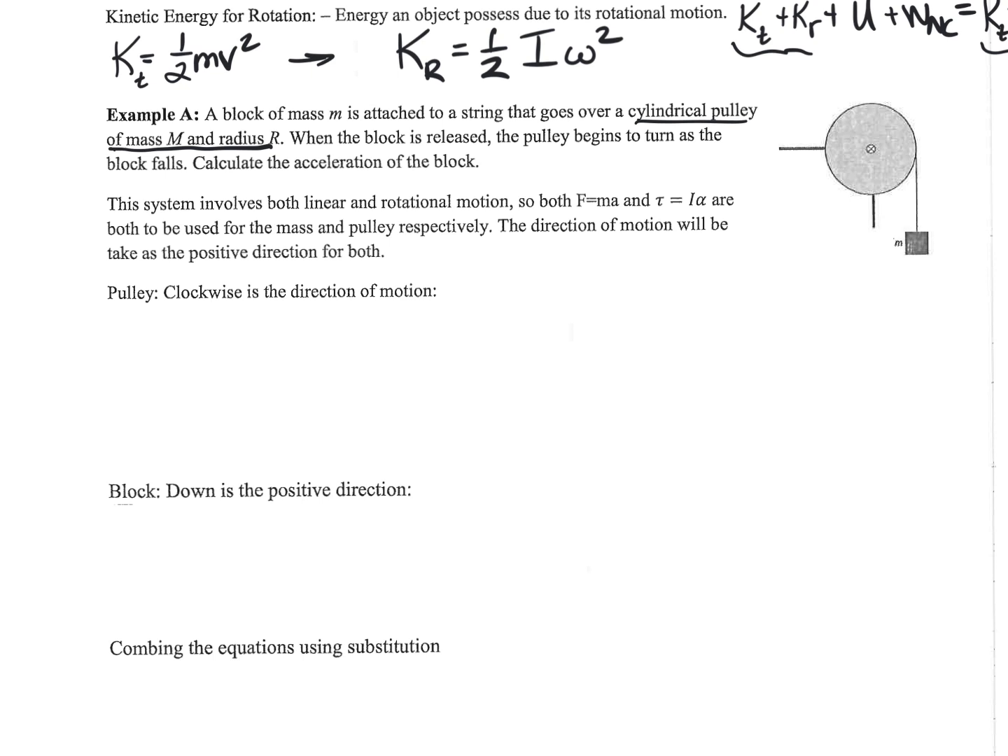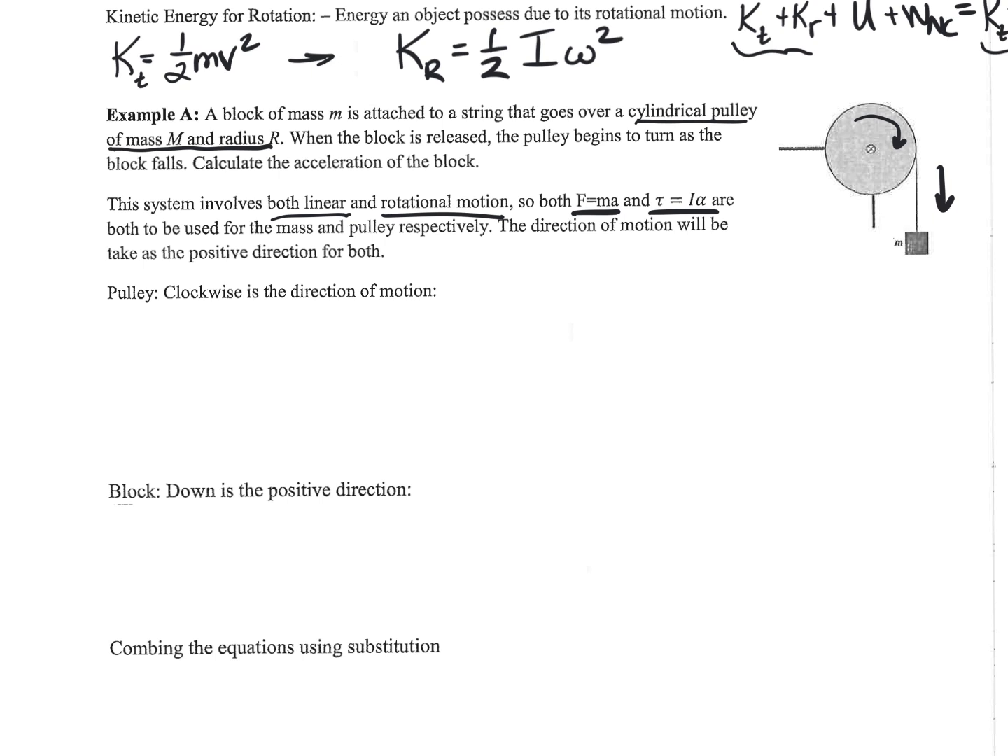So we've got both linear motion and rotational motion, so we've got both F equals ma and torque equals I alpha. We saw this last lesson, didn't we? We talked about torques, used for both the mass and the pulley. The direction of motion will be taken as the positive direction for both. So what is the direction of motion? Clockwise and down. It's the typical convention that we've been using.